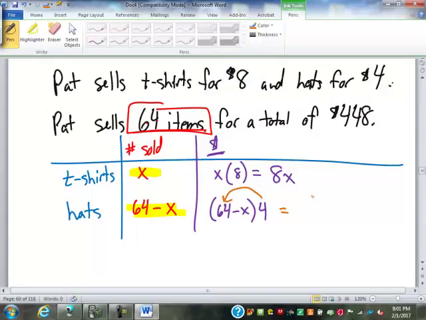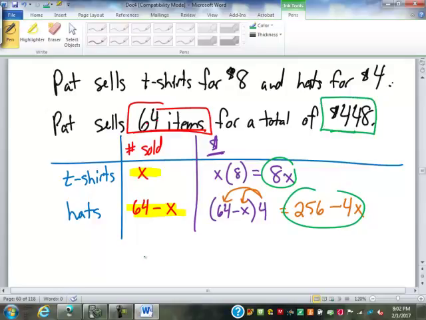4 times 64 is 256. Now be careful here. This is 4 times a negative X. Minus 4, negative 4X, or minus 4X. So these two things add up to the $448. So 8X plus 256 minus 4X equals $448.